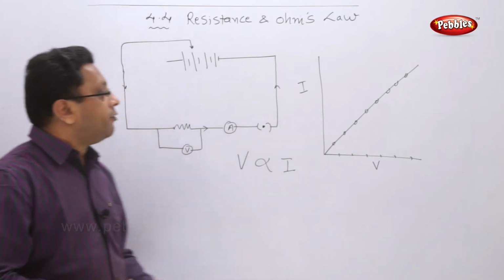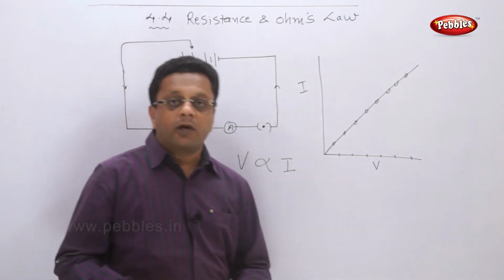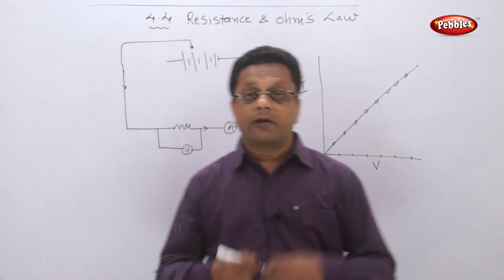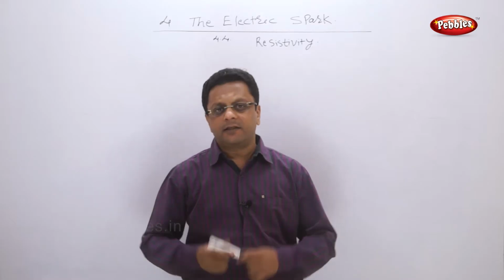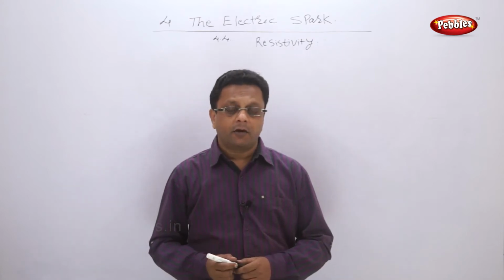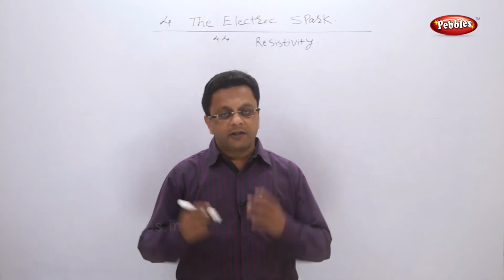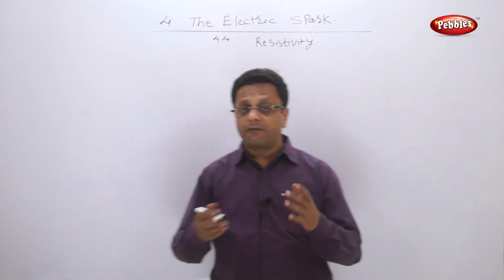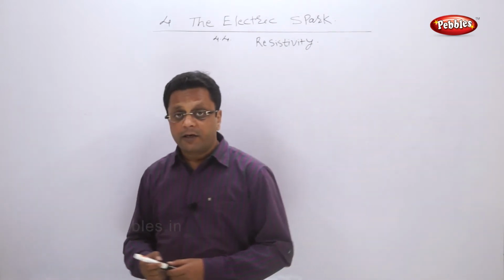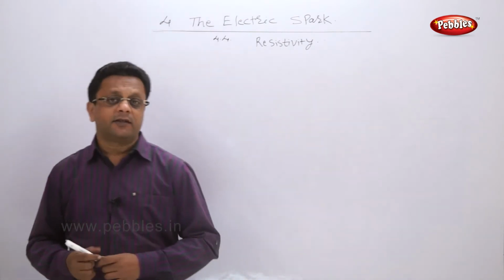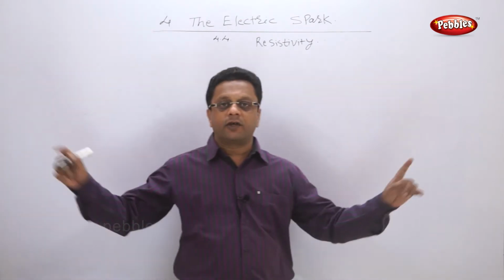Now, from this, we are going to see what is called the specific resistance or resistivity of any material. Now let us see what the resistivity of a conductor is. This resistivity is also called the specific resistance of a conductor. Now, one thing I will remind you: the resistance depends on the length of the conductor.